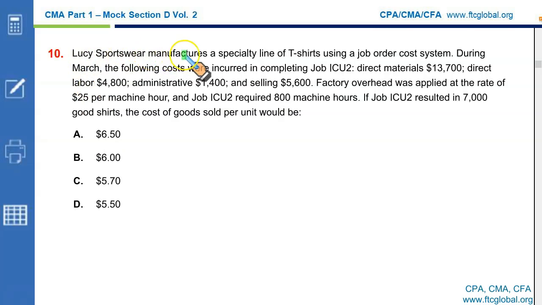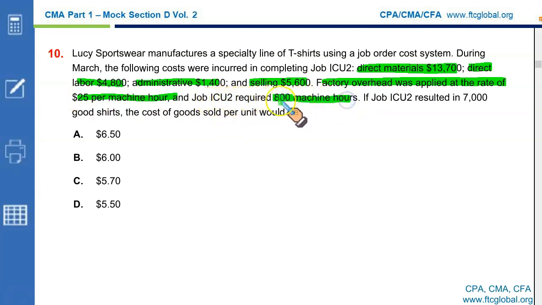Next, Lucy Sportswear manufactures a specialty line of t-shirts using a job order cost system. During March, the following costs were incurred in completing job ICU2. Direct material 13,700, direct labor 4,800, administrative cost 1,400, selling 5,600. Factory overhead is applied at the rate of $25 per machine hour, and this particular job ICU2 required 800 machine hours, and this is what we will use to apply the overheads. If job ICU2 resulted in 7,000 good shirts, what is the cost of goods sold per unit?